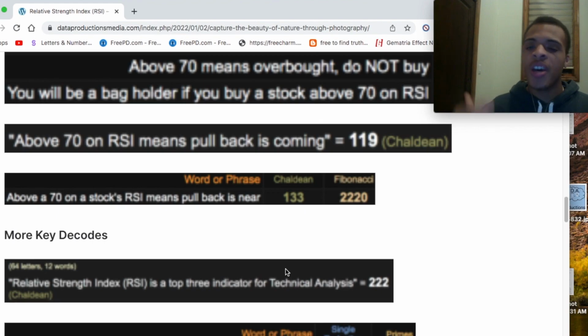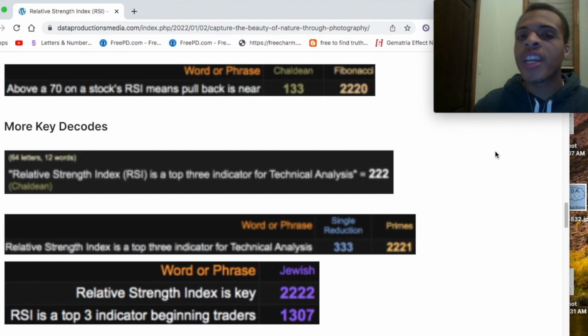So again, it's just confirming everything, right? Keep it simple. Keep it simple. Before getting into the additional decodes, now let's look at Tesla's chart and its RSI and see if we can make some conclusions from it.